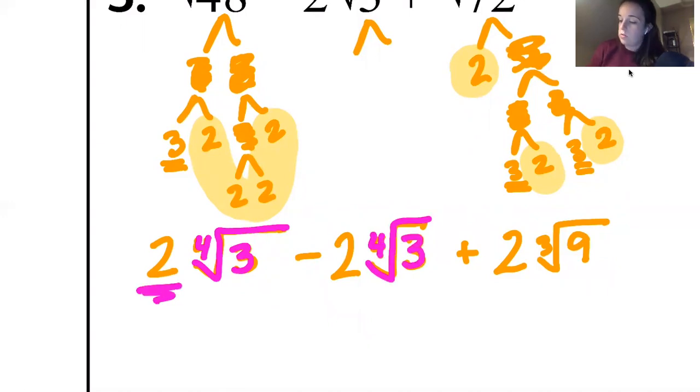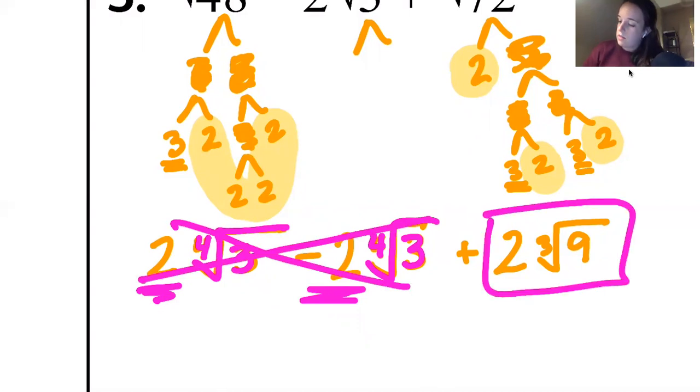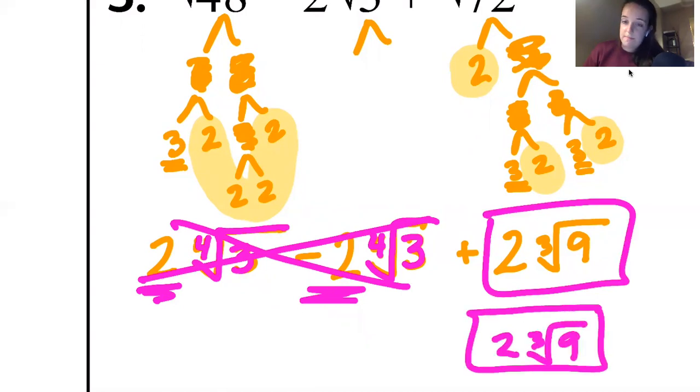So I'd say, okay, 2 minus 2. Oh, well, 2 minus 2 is 0. So those are going to cross each other out. And then I just have this one left over. So my answer would be 2 cube root of 9. And that's my answer.